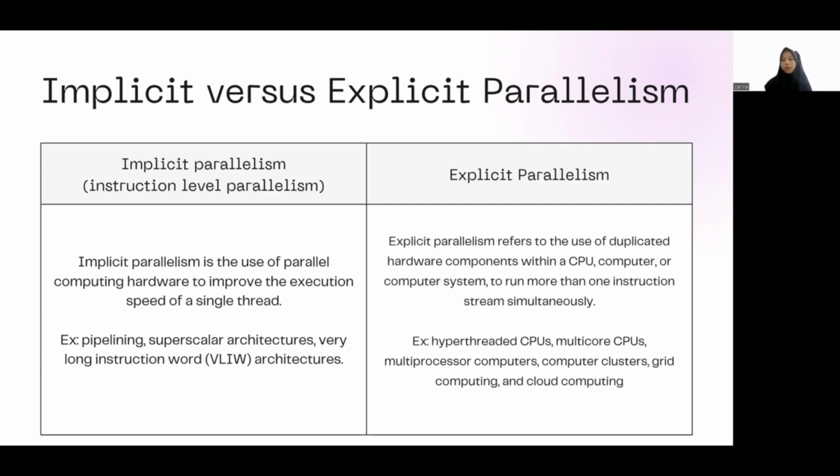And explicit parallelism refers to the use of duplicated hardware components within a CPU, computer, or computer system to run more than one instruction stream simultaneously. For example, multi-core CPUs, multiprocessors, and many more.